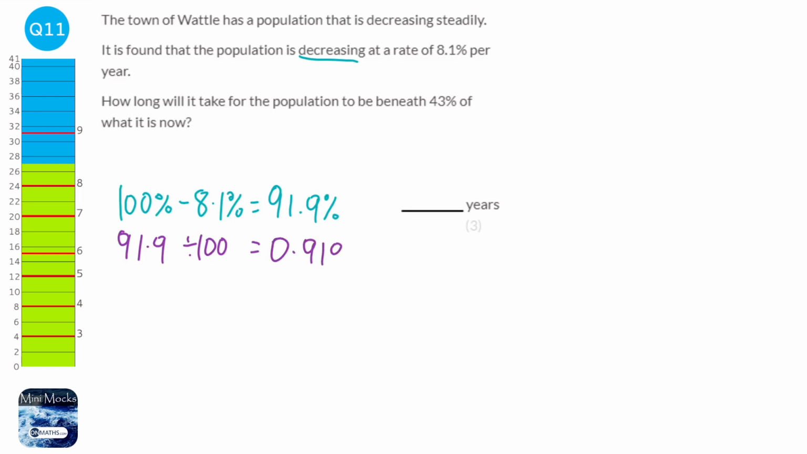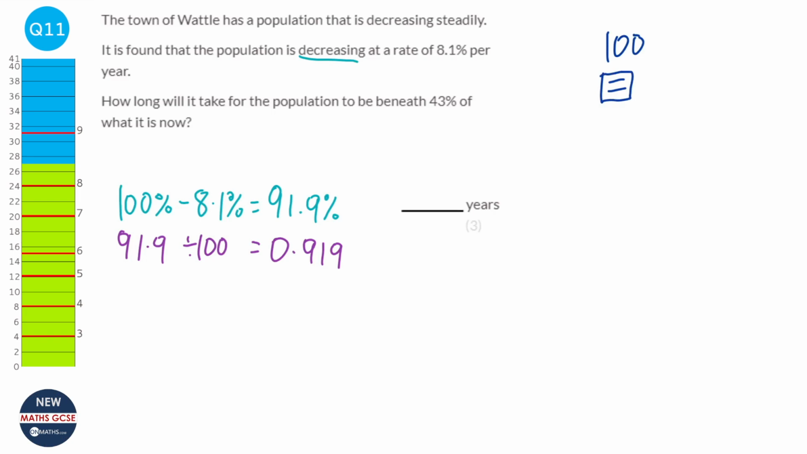So whenever we get a number and we times it by 0.919, we're decreasing it by 8.1%. Now, there aren't any amounts given to us in this question, so we're just going to make one up. We're going to say that the population is 100, okay? And what we're going to do is type 100 into our calculator, and then press the equals button. What that does is it stores the 100 in the calculator's memory.